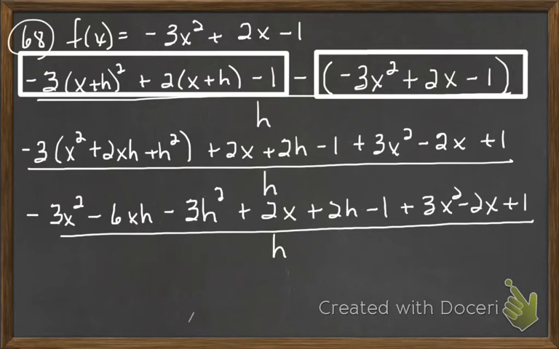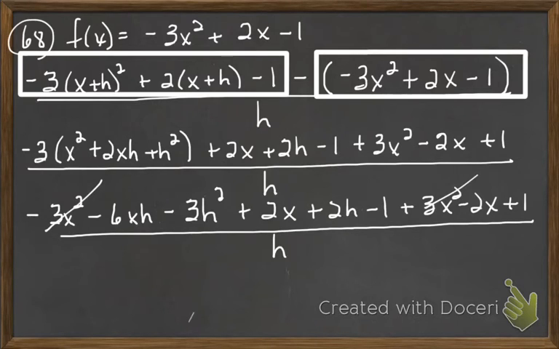Okay. When you get to this step, everything that doesn't have an h should cancel. If it doesn't, then you have done something wrong. So negative 3x squared does not have an h. Does it have a positive 3x squared somewhere that it cancels with? Yes. The next term is negative 6xh. It has an h in it, so it should not cancel. The next term, negative 3h squared, has an h in it, so it will not cancel.